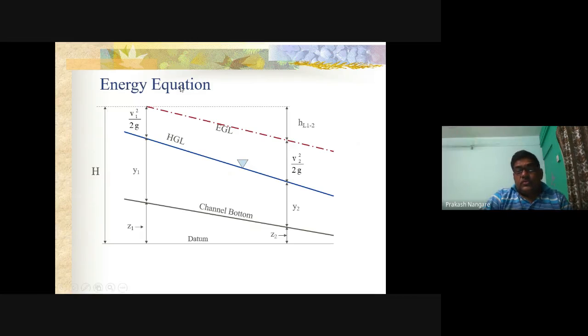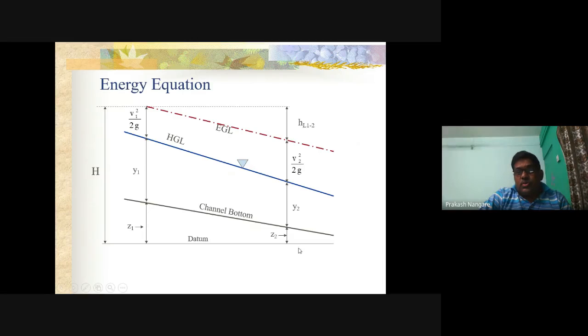If you look at the hydraulic gradient line and the total energy line diagram, you have considered two sections. At section 1, the corresponding potential head is equal to y1, datum head is equal to z1, and kinetic head is v1 square by 2g. Or in other words, this is the potential energy, kinetic energy, and datum energy. So the summation of all this energy, you mark as the point at section 1 on the energy gradient line. For the hydraulic gradient line, we are considering only the piezometric head.